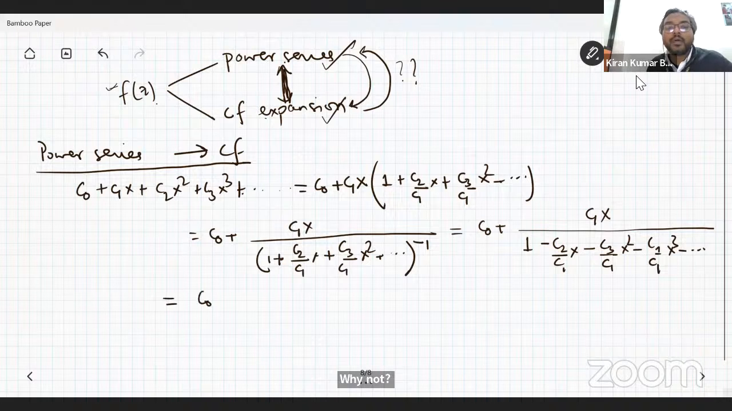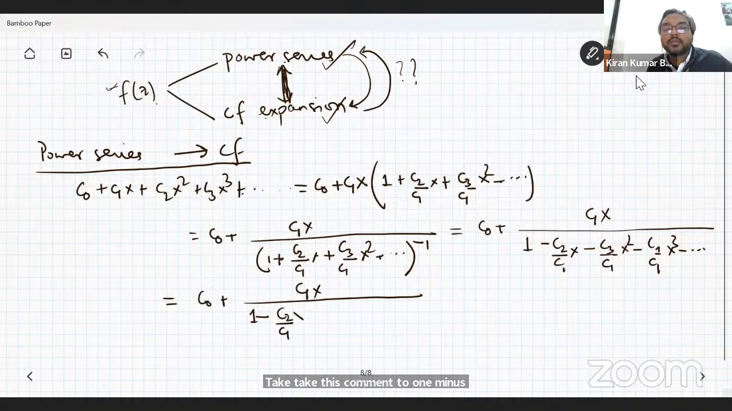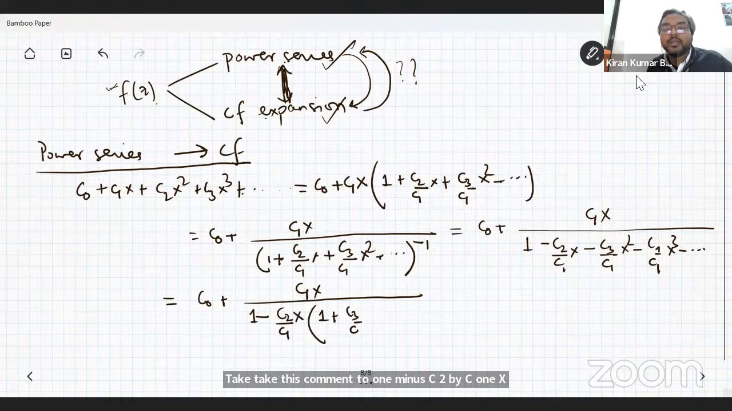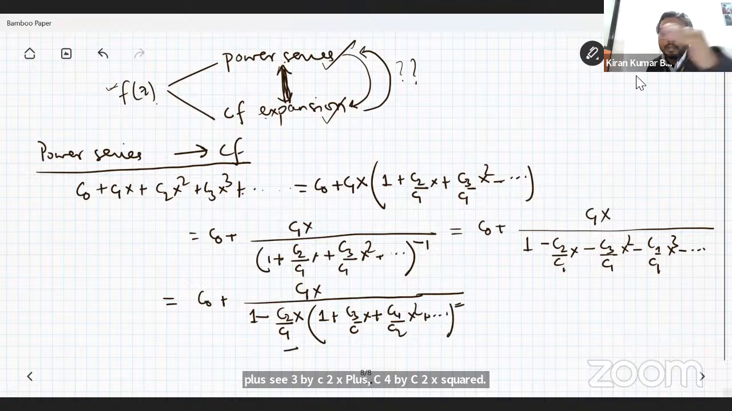Next step, what I did earlier, c1x (1 minus), take this common, so 1 minus c2 by c1x, 1 plus c3 by c2x plus c4 by c2x square and so on. Bring this to its denominator and proceed.